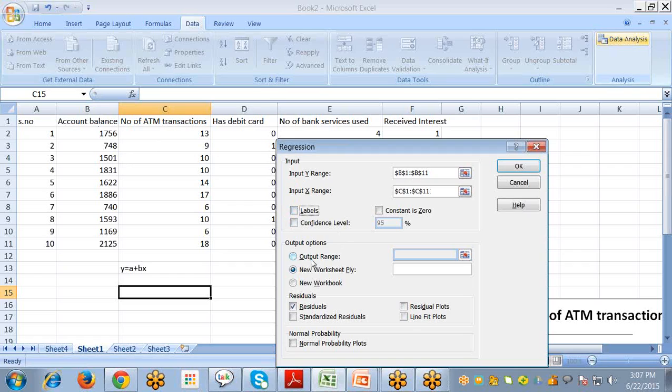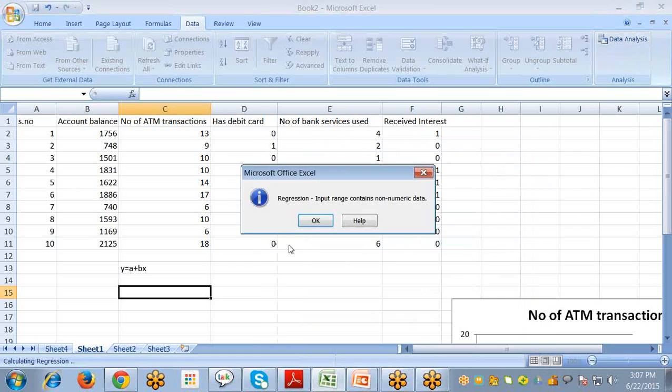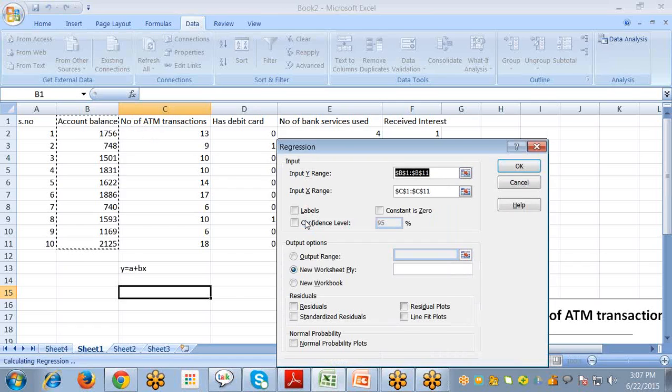If I uncheck this box and then click OK, it shows an error that the input range contains non-numeric data. That means I have selected these cells which do not have numeric data, they are labels, so I should check the Labels box. It is required to check Labels if you are selecting these cells also.